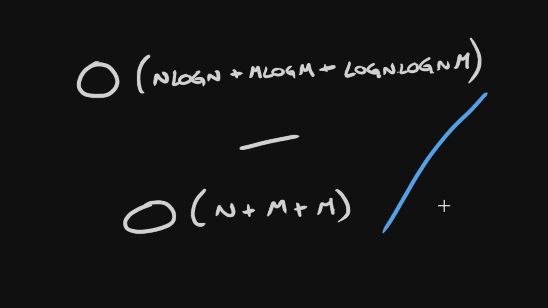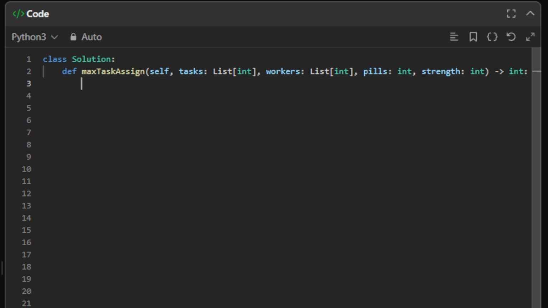And now let's go with the code, and hopefully you will get the idea. First, we will start by sorting tasks and workers. So tasks dot sort and workers dot sort. N equals length of tasks and M equals length of workers.